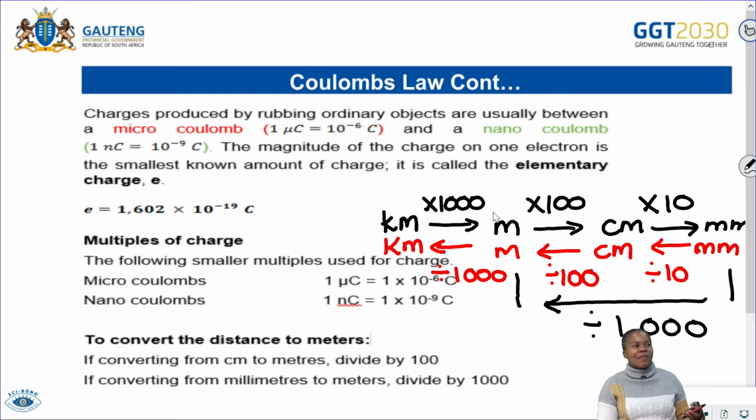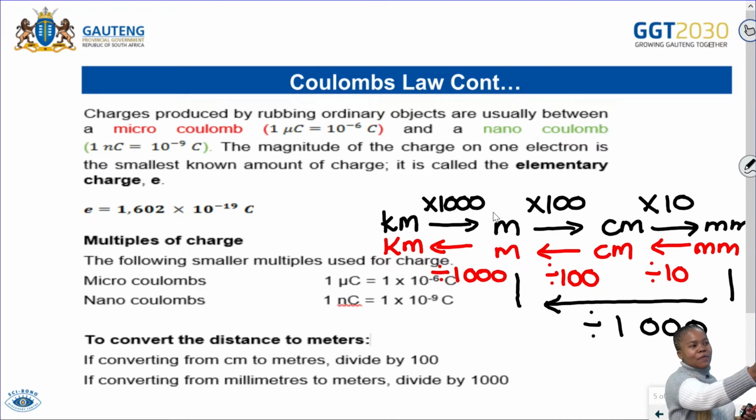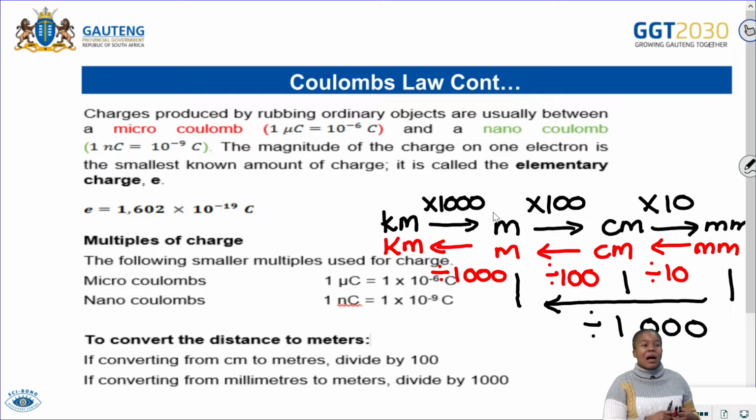Maybe if you are given centimeters, then you should be moving from centimeters to meters. So now you are dividing by, how many zeros did you jump? You jumped 2 zeros. That means you should be dividing by 100. So this is one of the ways that you can remind yourself how to do proper conversions when it comes to distance.